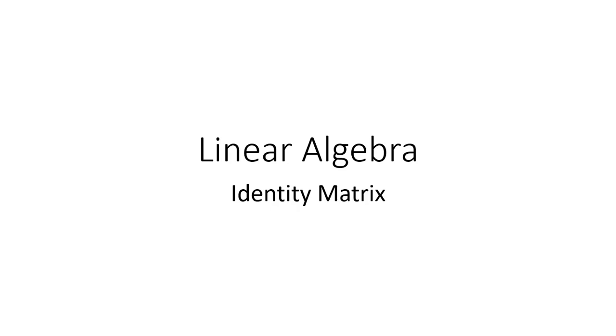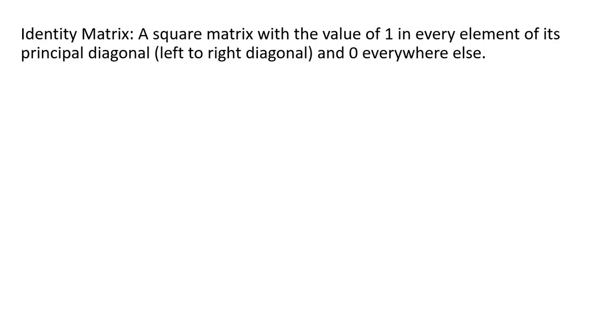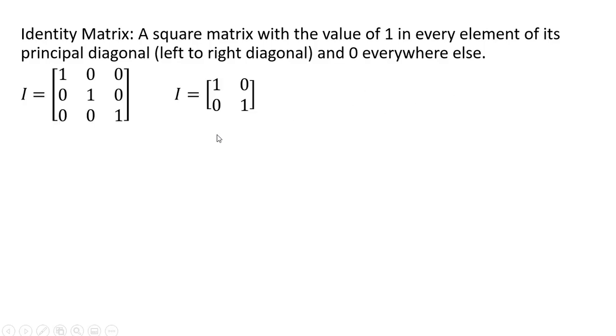In this video, we're going to look at the identity matrix. An identity matrix is a square matrix with the value of 1 in every element of its principal diagonal. That's the diagonal in a matrix that runs from left to right, and 0 everywhere else. So here's an example of a 3 by 3 identity matrix.